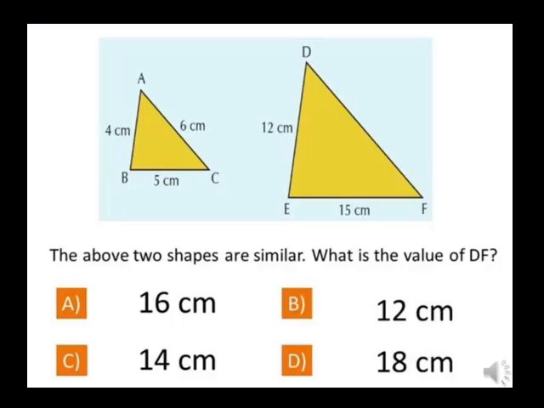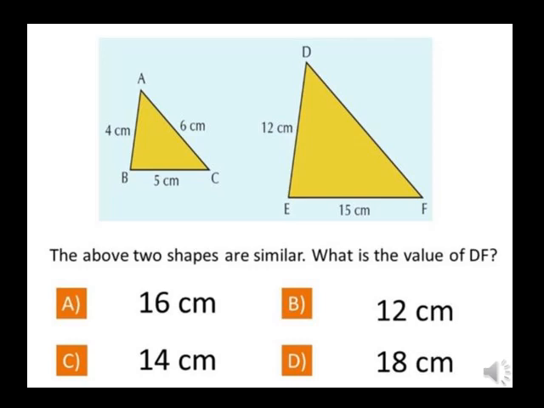So the other thing you're usually asked to do when you're working with similar polygons is to find how long missing sides are. Like in this problem, they tell us we've got two similar triangles and we're supposed to figure out the length of DF, the longest side of the big triangle. That's actually pretty easy to do in this problem.